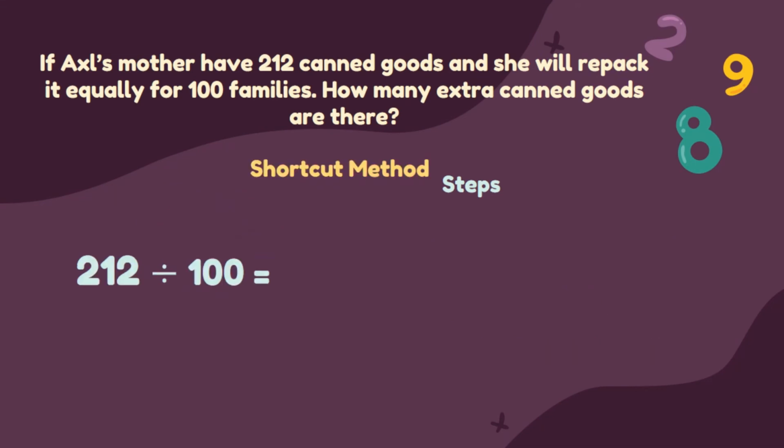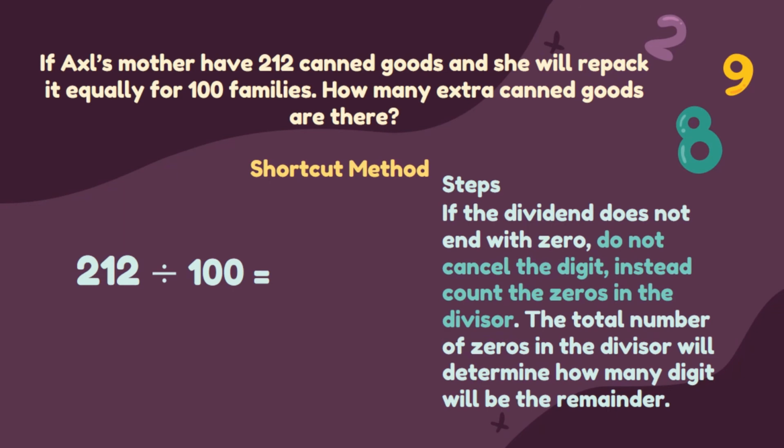Now, let's use the shortcut method. If the dividend does not end with 0, do not cancel the digit. Instead, count the zeros in the divisor. The total number of zeros in the divisor will determine how many digits will be the remainder. Since we have 2 zeros in the divisor, we need to count 2 digits from the right of the dividend. Therefore, 12 will be the remainder. The answer is 2 remainder 12, the same as our answer using the long method.